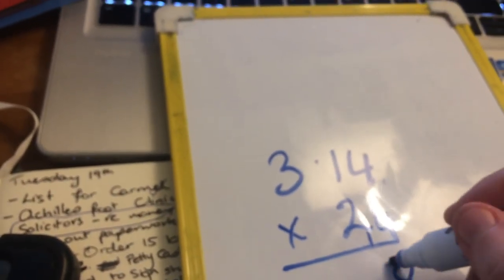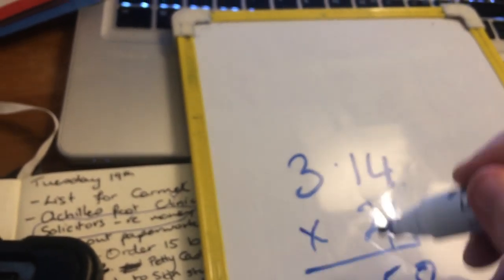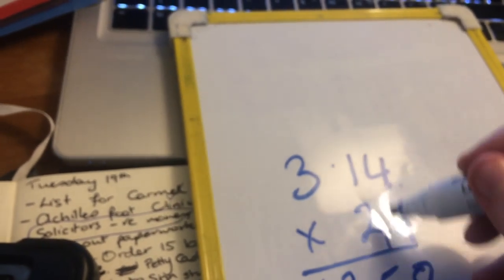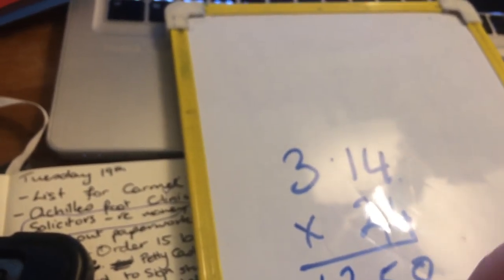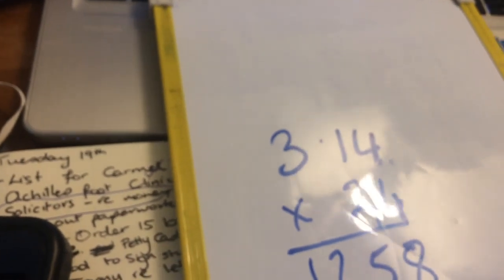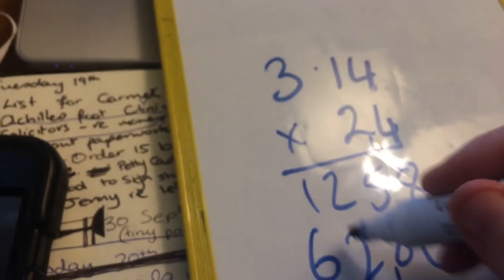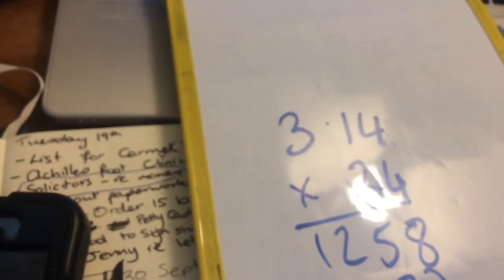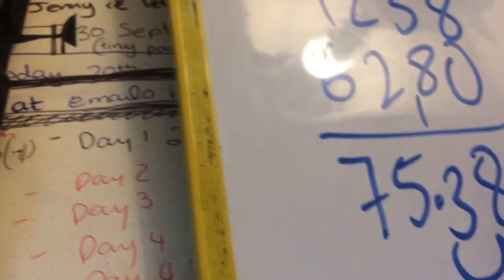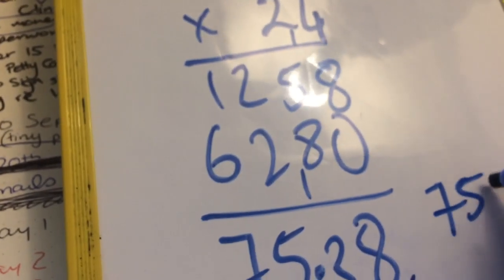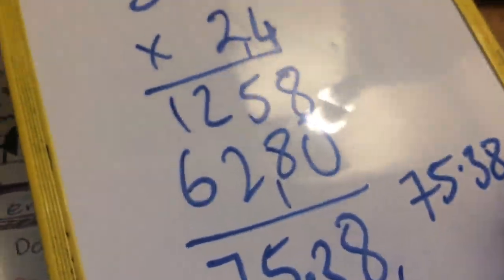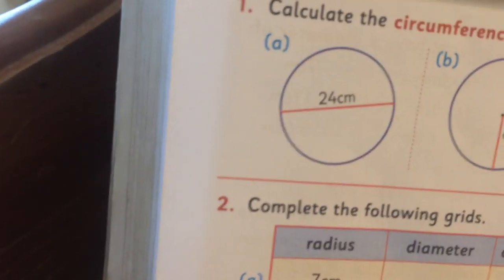3.14 multiplied by 24. Okay, so multiply, so 4 4s are 16, 4 1s are 4 and 1 is 5, 3 4s are 12, 2 4s are 8, 2 1s are 2, 2 3s are 6. Add them all together, 7, 5, 3. So you put your decimal point, 2 places. 75.36 centimeters is the circumference of that circle. That's the first one done for you.